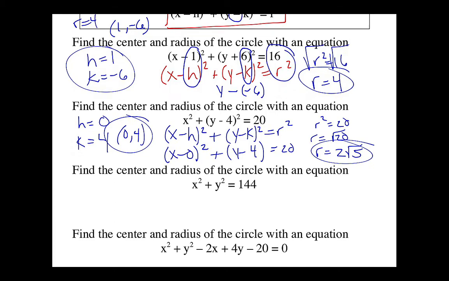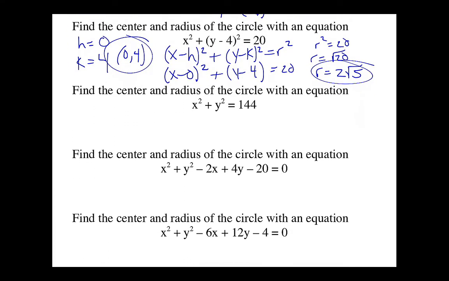Very quick. As you get the hang of this, you might be able to do the next example by saying, oh, I'm subtracting nothing from x, so my center is 0. Nothing from y, so it's 0, 0. And if r squared is 144, that means the radius is 12. So in a matter of seconds, I know where the center of this circle is and how big the radius is.